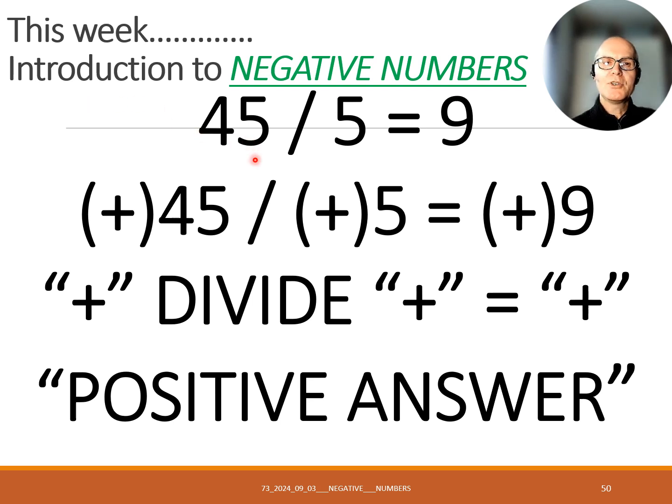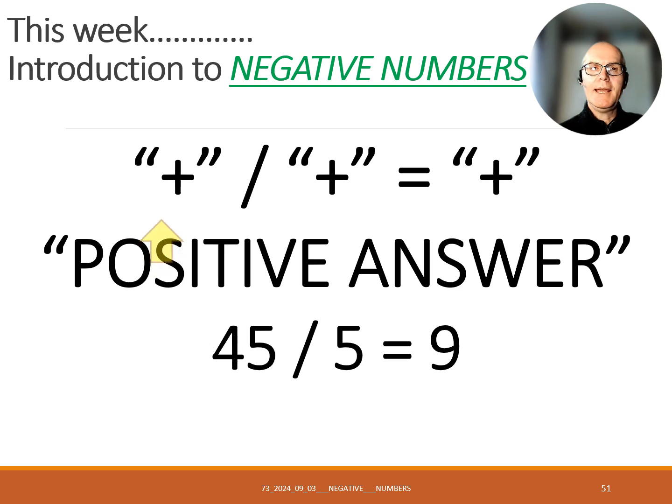This one here, positive 45 divided by positive 5 equals positive 9. A positive number divided by a positive number equals a positive answer. Any positive number divided by any positive number equals a positive answer. In this case, 45 divided by 5 equals 9.